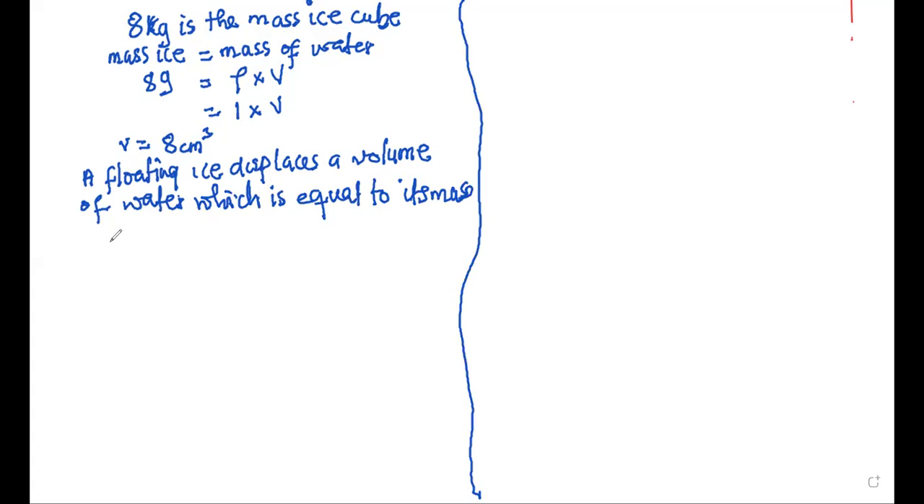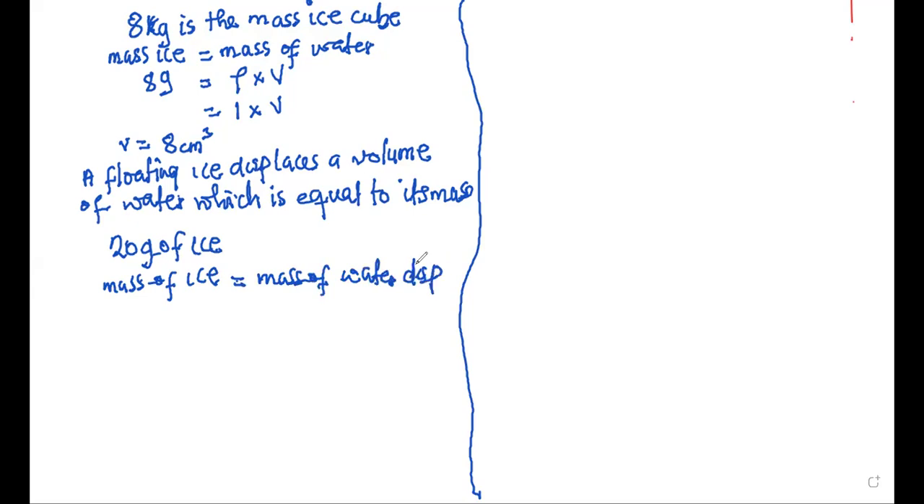If you consider maybe 20 grams of ice, it would also displace the same volume of water because the mass of ice must be equal to the mass of water displaced. This is the principle of flotation.